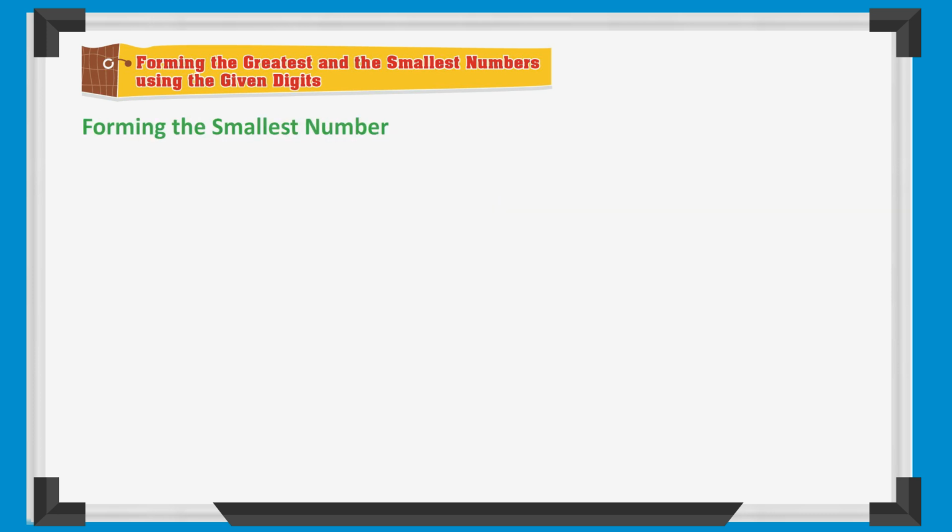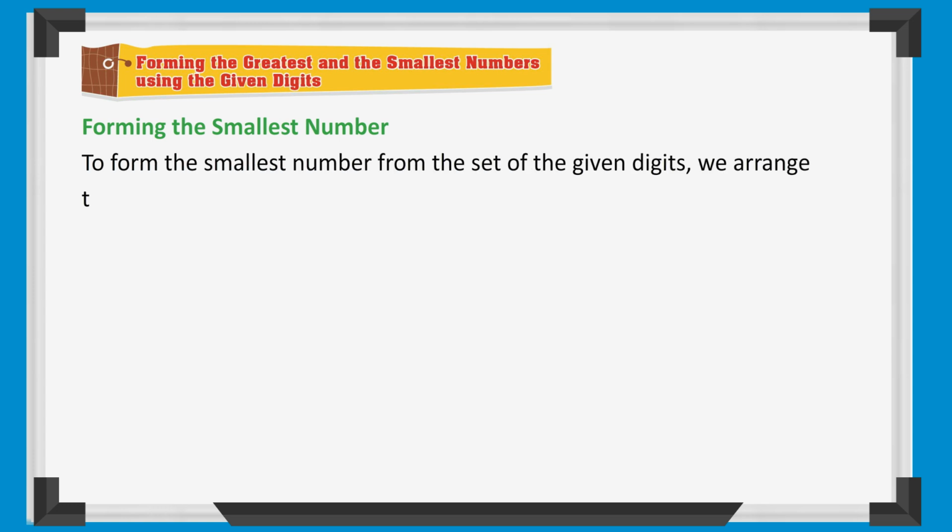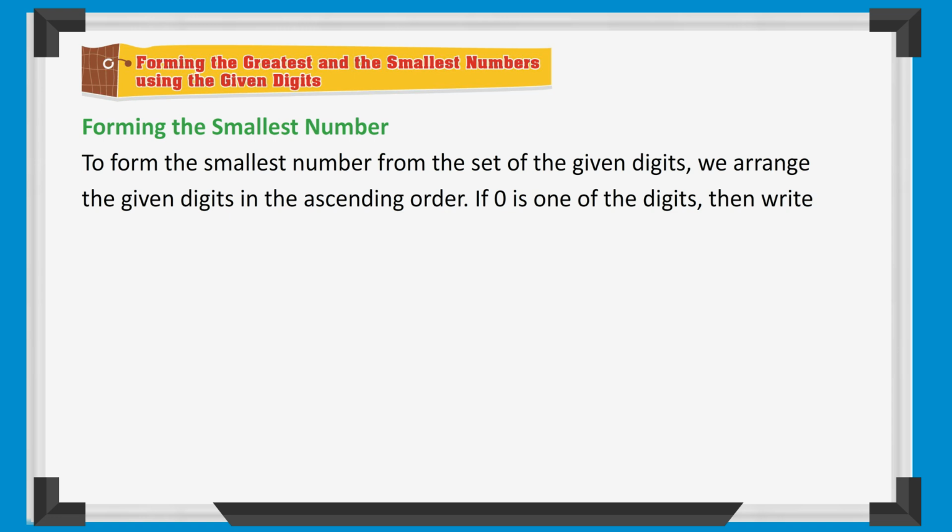Forming the smallest number. To form the smallest number from the set of the given digits, we arrange the given digits in the ascending order. If 0 is one of the digits, then write it at the second place, starting from the extreme left.